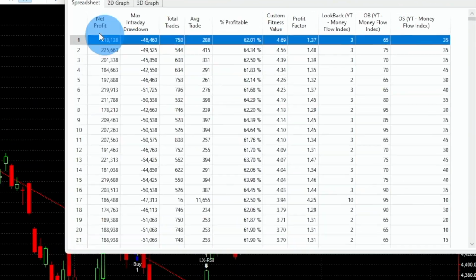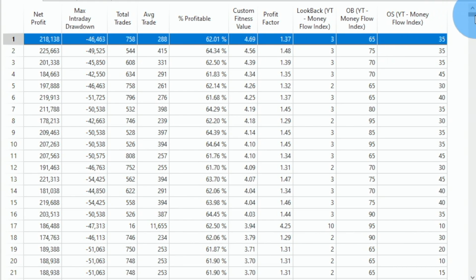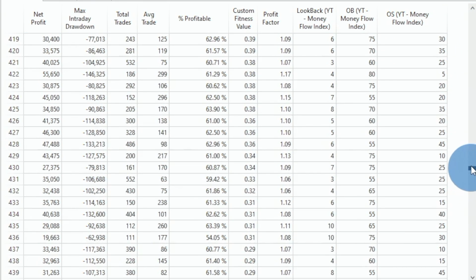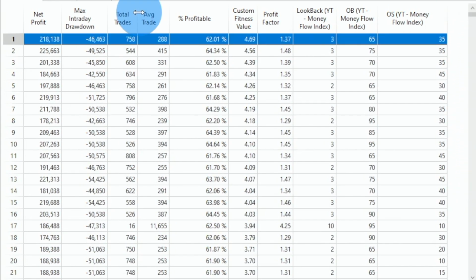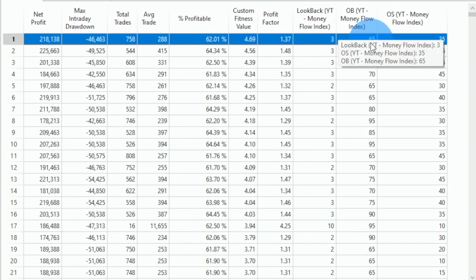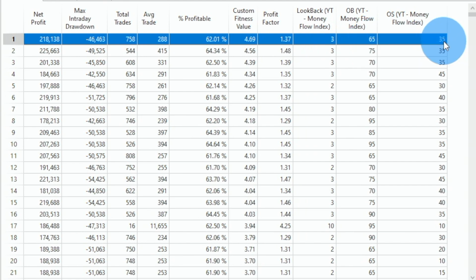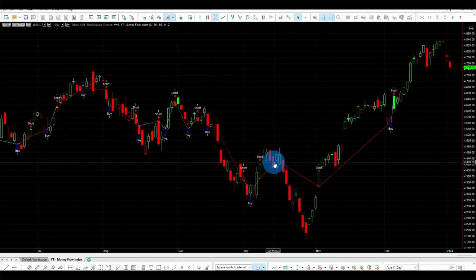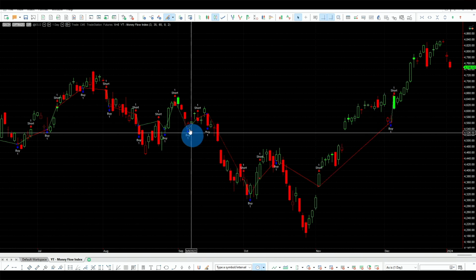Sorting by return to drawdown, you can see we have many strategies that are doing really well. So definitely more than half the strategies are really good strategies, long and short. And you can see this is the lookback 3, overbought 65, oversold 35. Remember, long and short together. So if I choose it, you can see the strategy switching in and out.